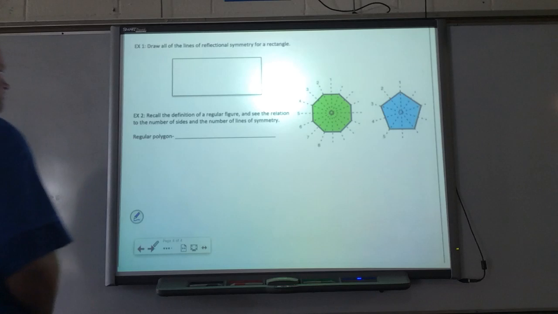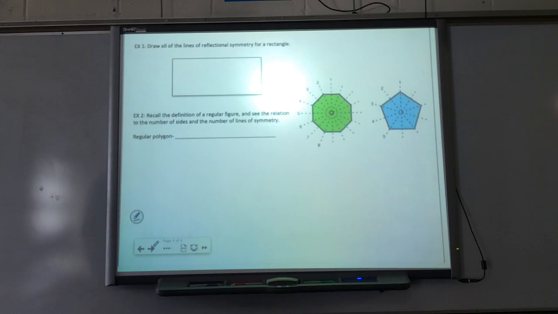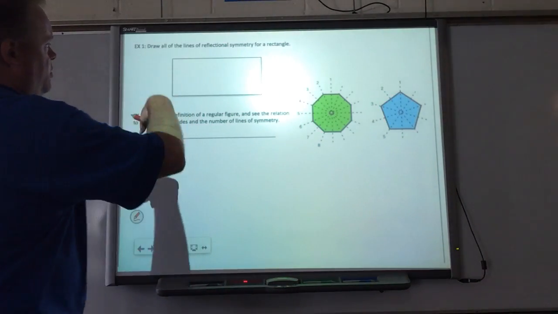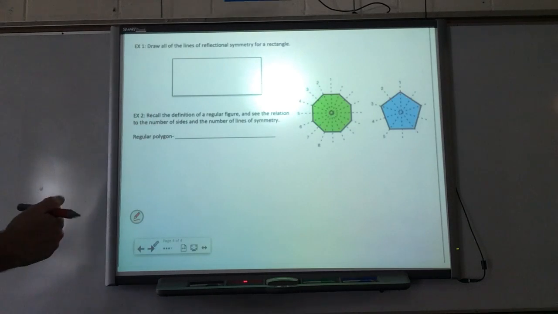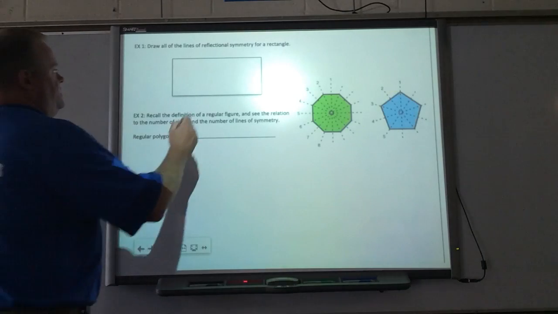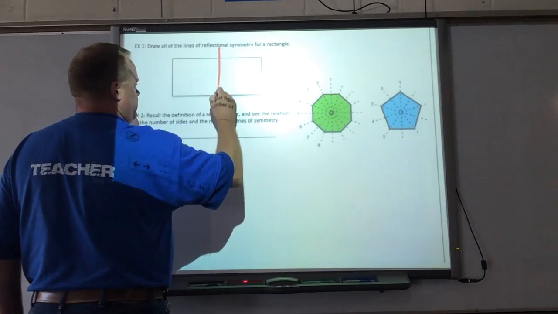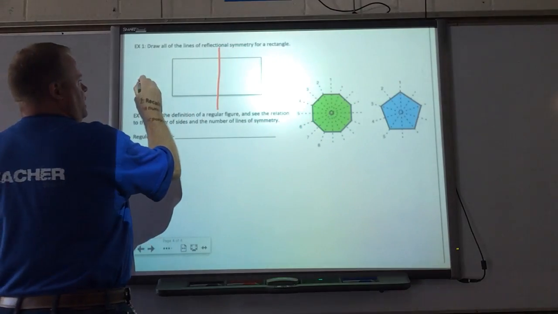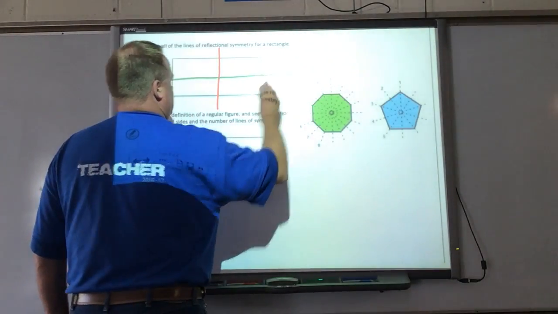All right. And last but not least, draw the lines of reflectional symmetry for a rectangle. Well, remember, a rectangle has both the widths the same and the lengths the same, but not all four the same distance. Just the widths and the lengths are the same. So as I look at this, I think I could cut this in half and fold it over. If I went this way, I could cut it in half. And then I could also cut it in half this way.